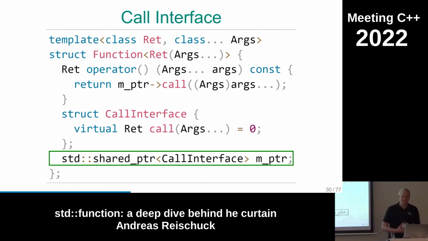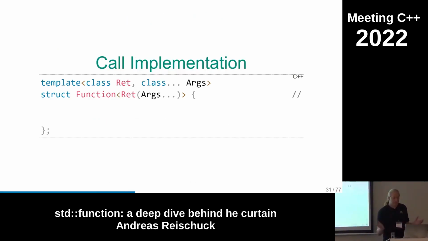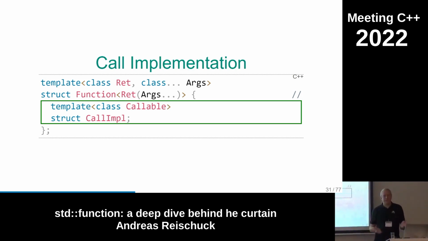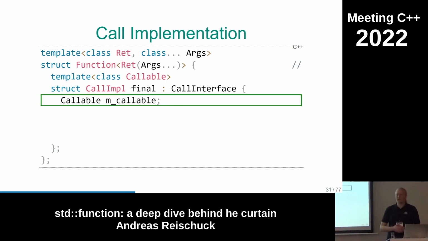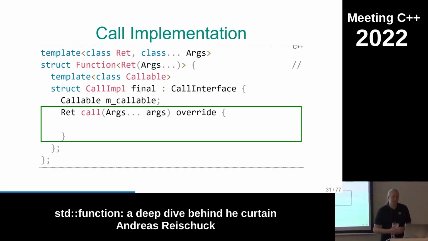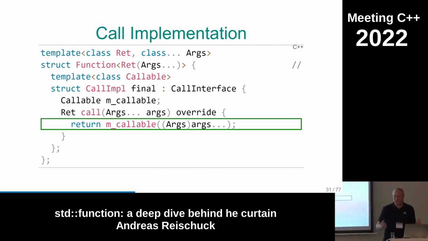So what's now left is to implement that. So the implementation has to be templated again by a concrete callable. So that's different. That's not the signature of the function, but this is a concrete callable like a lambda type we cannot name otherwise. And this call impl now has to implement the interface. So we derive and say this is the final implementation. And to make it work, we store the callable as a member and override the call. And what do we do here? Yeah, we just call our callable. So in the simplest case, our callable could be a function pointer.